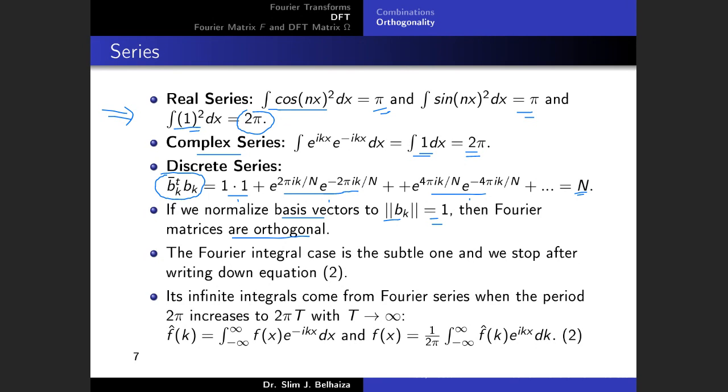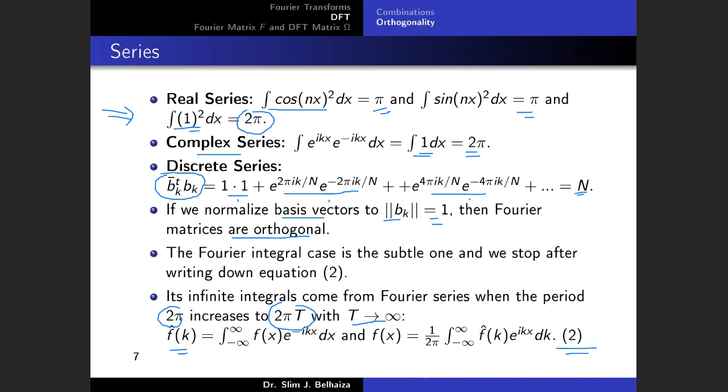So the Fourier integral case is the subtle one, and we stop after writing down equation 2. This is equation 2, guys. Okay. So its infinite integrals come from Fourier series when the period 2 pi increases to 2 pi T, where T goes to infinity.